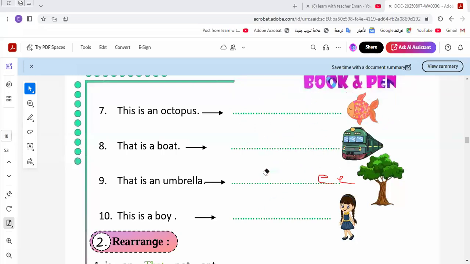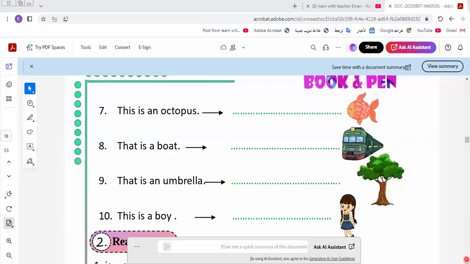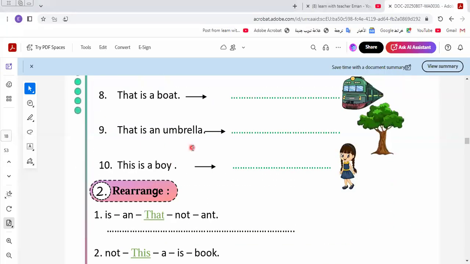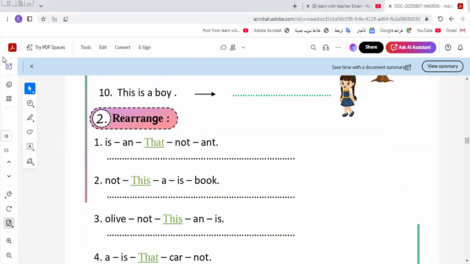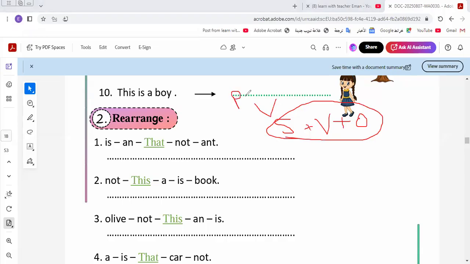And I think this question I explained millions of times, not one time, millions of times. Now we have a rule that all of us know, which is subject plus verb plus object. And as we know during the lessons, the subject can be what? It can be pronoun or noun. Okay, so this is the subject.